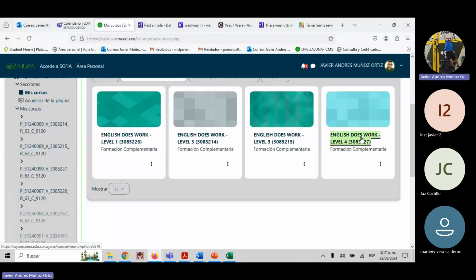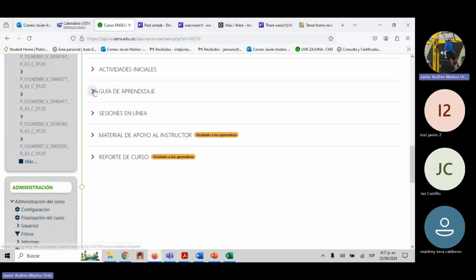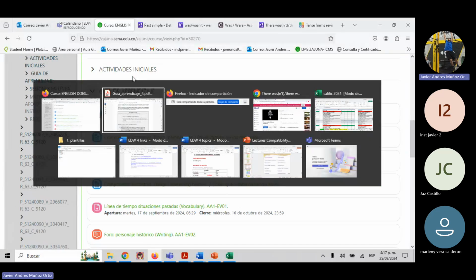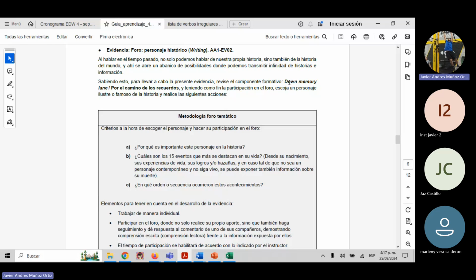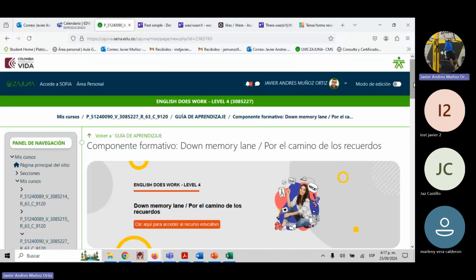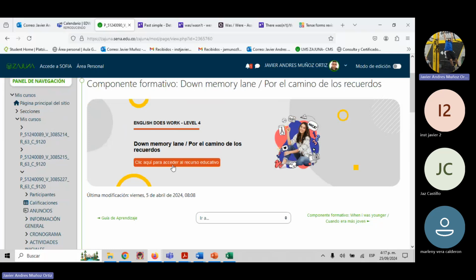We open English Work Level 4 because this is our group. And in guía de aprendizaje, here is componente formativo. Wait a minute. The learning guide says Down Memory Lane, por el camino de los recuerdos. This componente formativo Down Memory Lane is going to help us to develop the activity we need to present this week. So you already know how this works.